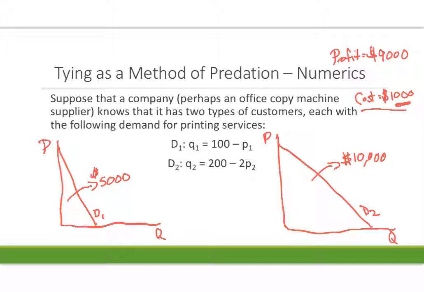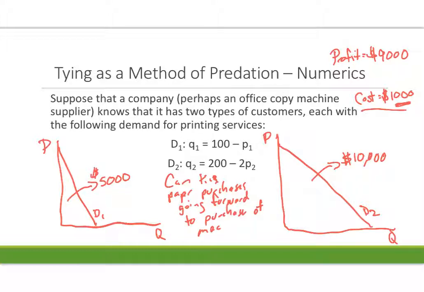So let's suppose that they can tie paper purchase going forward to purchase of machine. Okay, so the same company out there, they're going to tie, if you buy their machine, you have to get all of your paper supplies through them. This could be toner, it could be other things. Okay, and they're going to go through and they're going to charge.